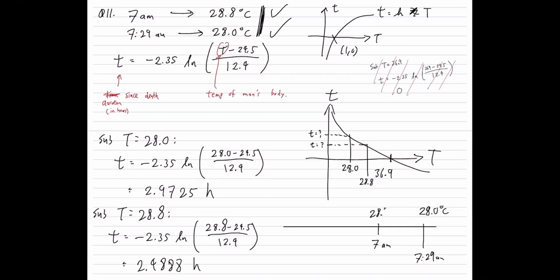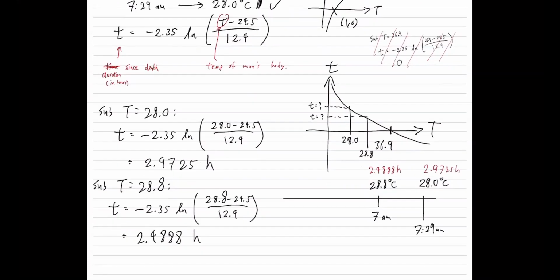This is 28.8. Then what did they tell us from this 28.0 degrees Celsius? They tell us how much time has passed: 2.9725 hours has passed. How about the other guy? 2.4888 hours has passed. That makes sense, because when you go from 0.4888 to 0.9725, that's how many hours?